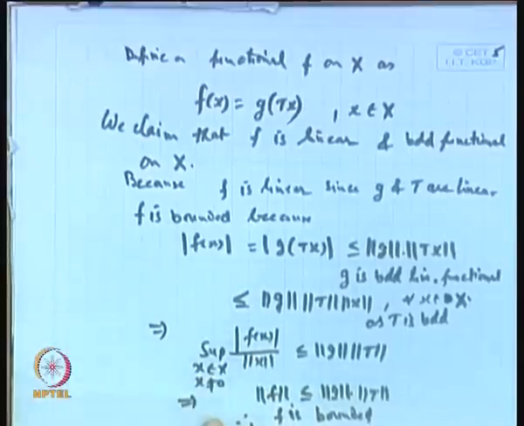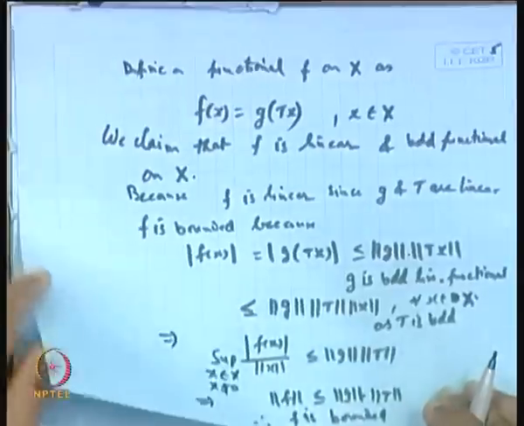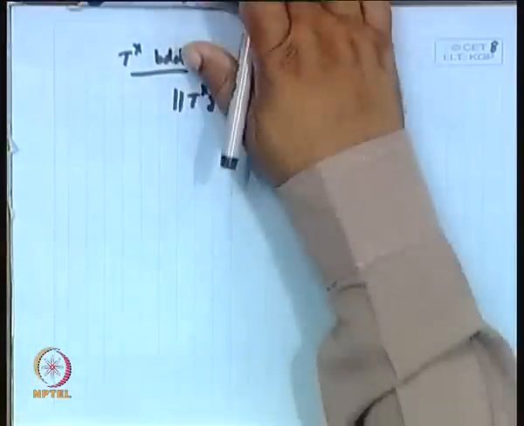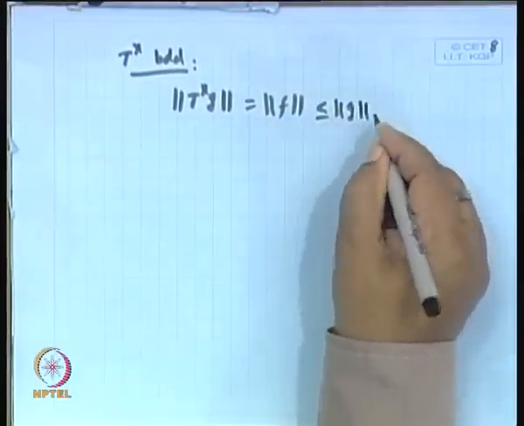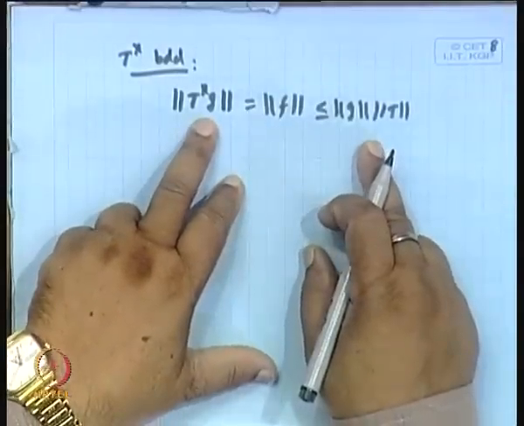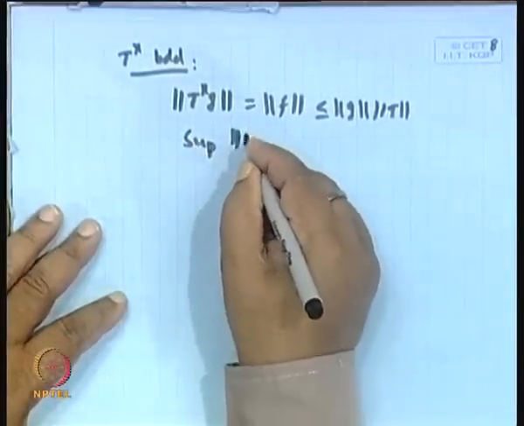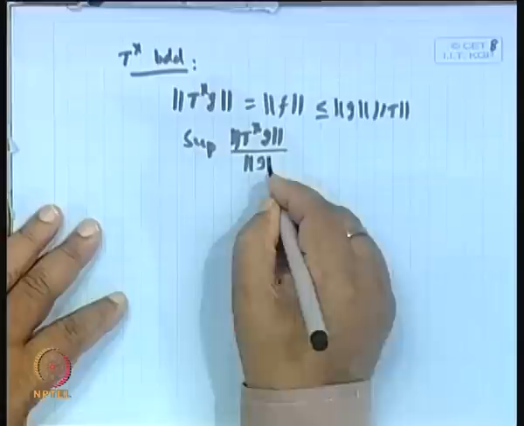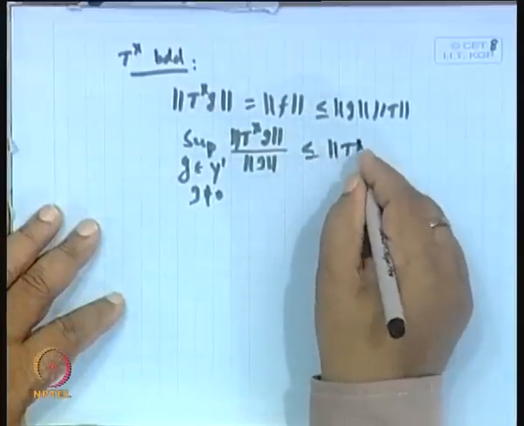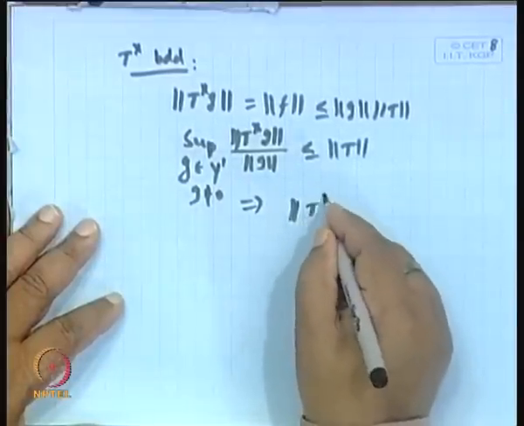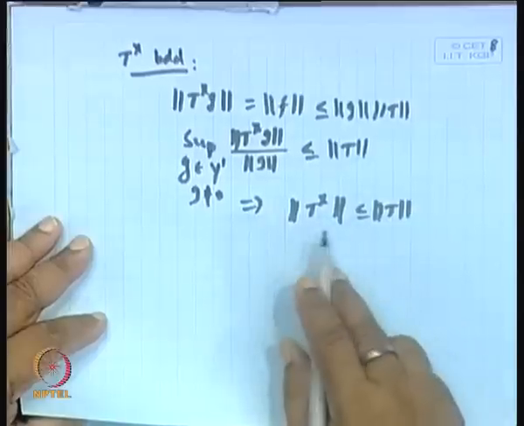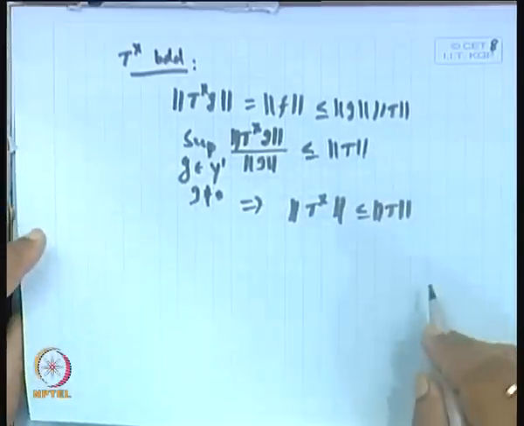Okay, so norm of F, yes, this is over there. This one is there. So norm of F is less than or equal to norm of G. Okay. So using this thing, we can write this is less than or equal to norm of G into norm of T. Now divide by norm of G. So what we get from here is the supremum of norm of T cross G over norm of G, where G belongs to Y dash and G is not equal to 0, and that will be less than or equal to norm T. Therefore, norm of T cross is less than or equal to norm of T, is it not? So, this shows that T cross is a bounded operator.